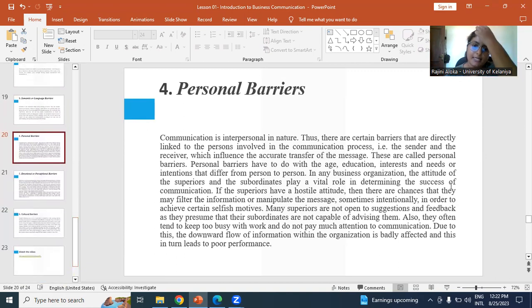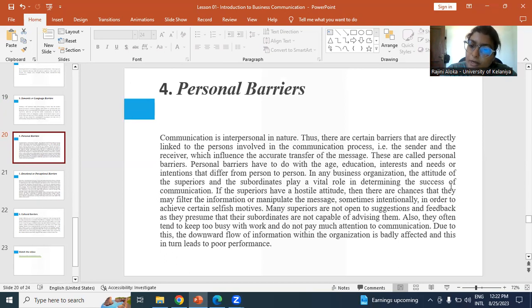Communication is interpersonal in nature. Thus, there are certain barriers that are directly linked to the persons involved in the communication process, the sender and the receiver, which influence the accurate transfer of the message. These are called personal barriers. Personal barriers have to do with the age, education, interest, and needs or intentions that differ from person to person.